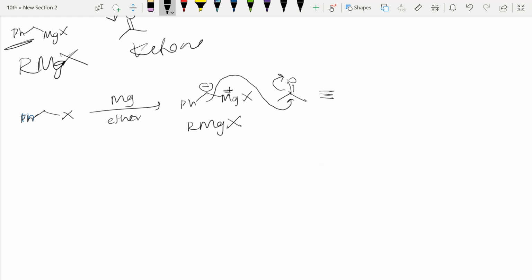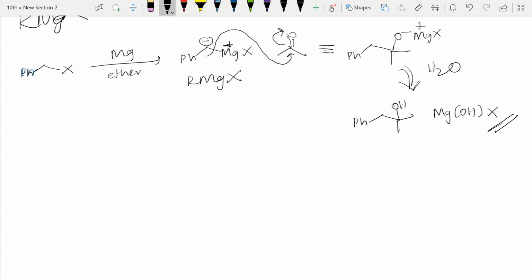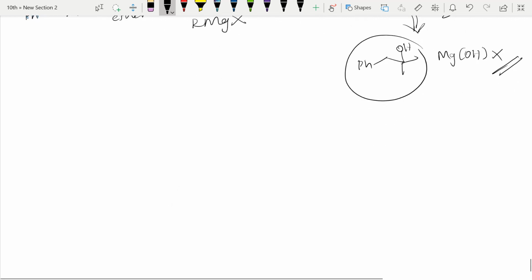So what will I get? I will get PhCH2, this carbon with O minus and CH3, and here MgX plus. So if water is there in the medium, what happens? It will convert it into PhCH2 carbon with methyl and OH here, and MgOH(X). So these are the products. Our starting material was this one, right? So we got that product. I hope it is clear to you, right?